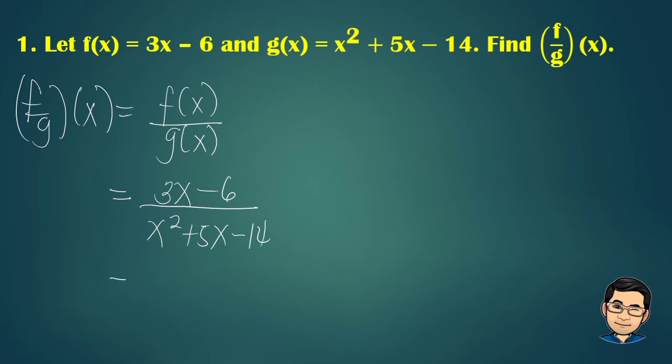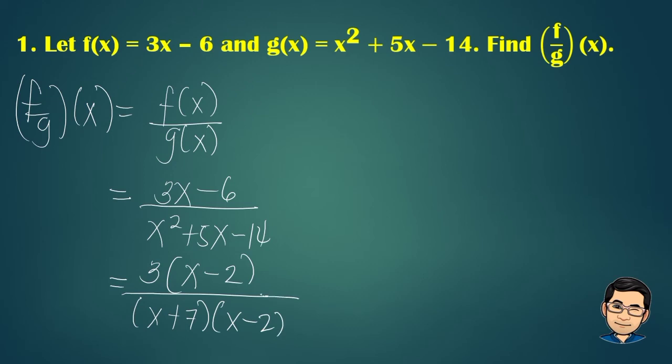So, pwede nating i-factor yung mga polynomial na yan para may ma-cancel out tayo. So, for example, 3x minus 6, the common monomial factor is 3. So, 3 times the quantity of x minus 2 all over the factors of x squared plus 5x minus 14 are x plus 7 and then x minus 2. As you can see, meron tayong pwedeng i-cancel, which is x minus 2 tsaka x minus 2 sa numerator and denominator. Okay? And then our final answer will be 3 over x plus 7.